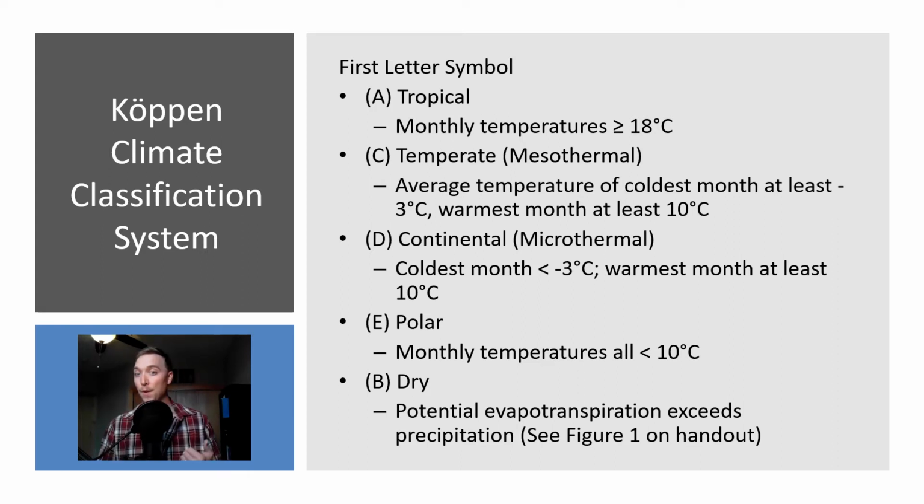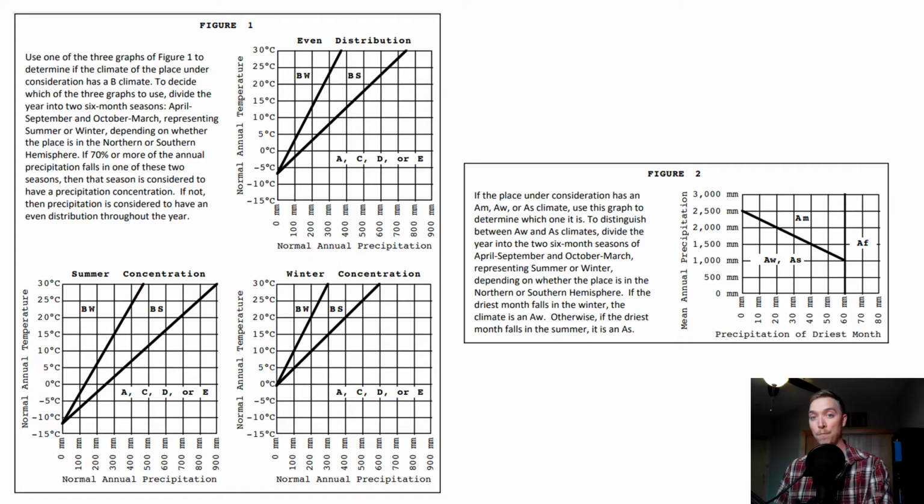And to see whether you have a B climate or not, we have to look at the handouts and we have to look at figure 1. So here's figure 1 and figure 2. We're not really going to dive into these and plot anything on these just yet. But if we look at figure 1, we see the titles for each of the graphs are even distribution, summer concentration, or winter concentration. And what that means relates to the distribution of precipitation across the year.